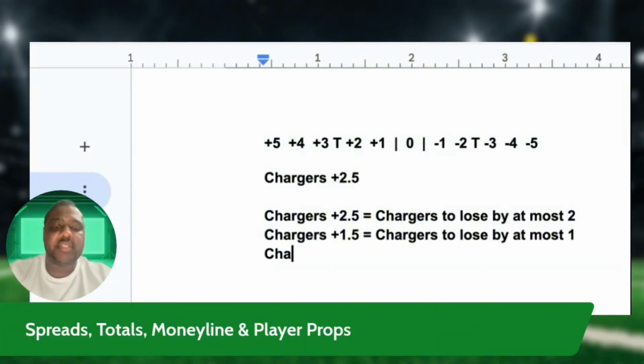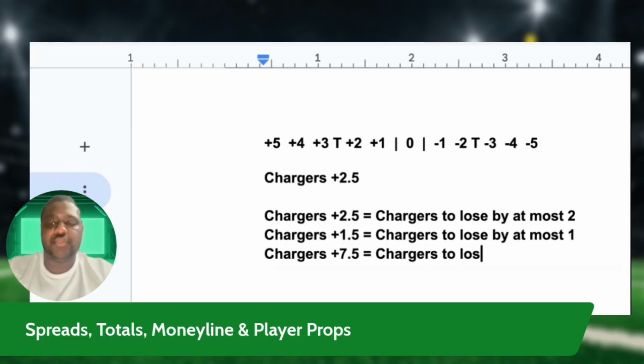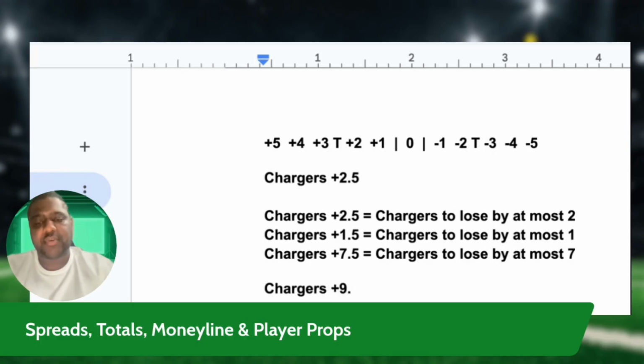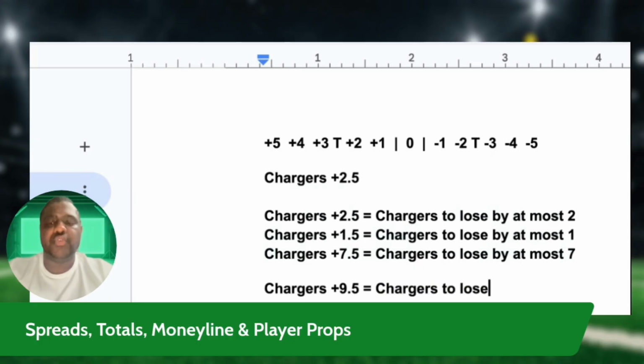Let's switch it up. Let's say Chargers plus 7.5 equals Chargers to lose by at most 7. Chargers plus 9.5 equals Chargers to lose by at most 9, right?